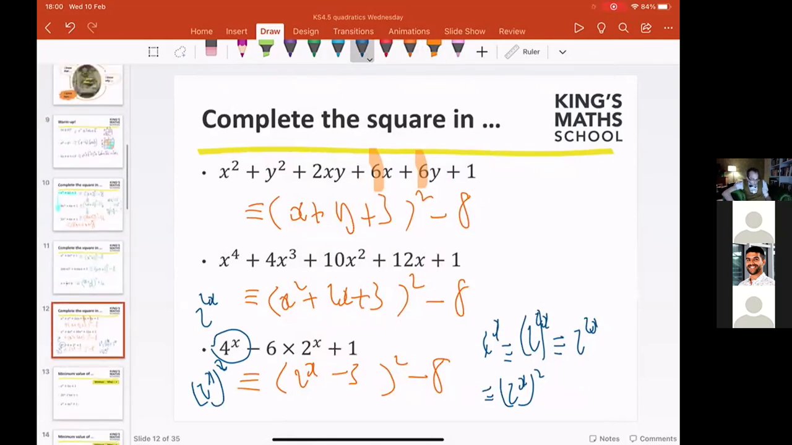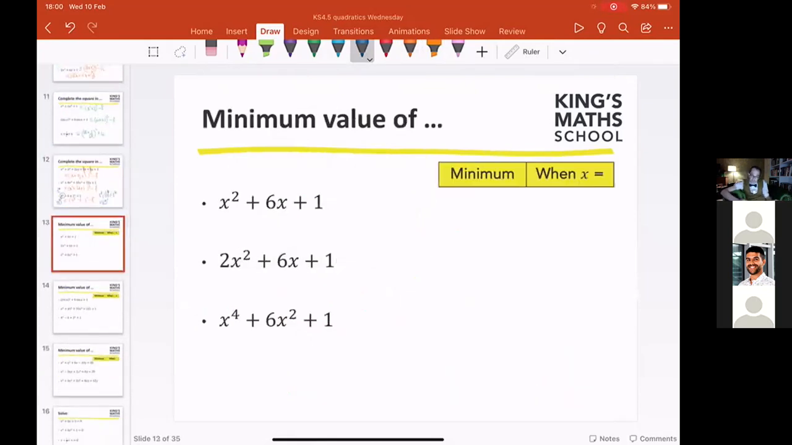Okay, so what do we do with completing the square? We can find minimum values. So, for example, the first one, we've got x plus 3 all squared, subtract 8. And so the minimum value is going to be -8 when x is -3. Now that argument is not an easy argument. I find I need to do it a lot of times with year 11s and indeed year 12s and year 13s.